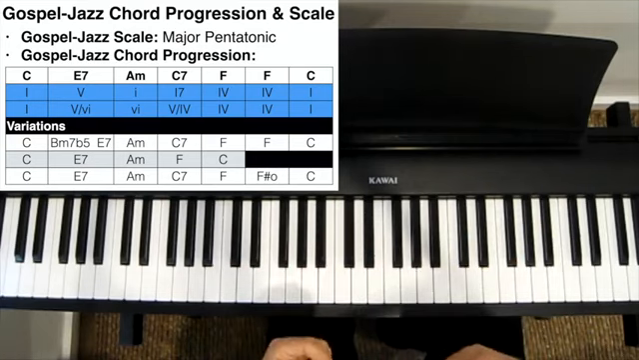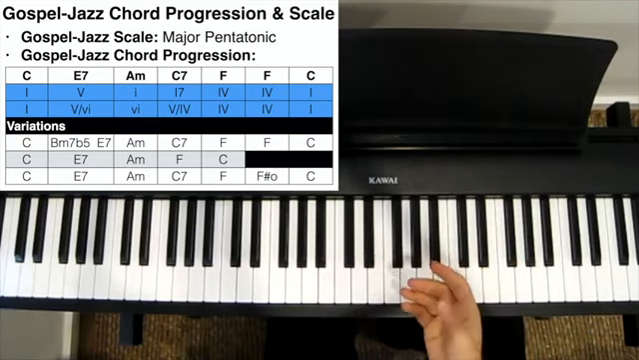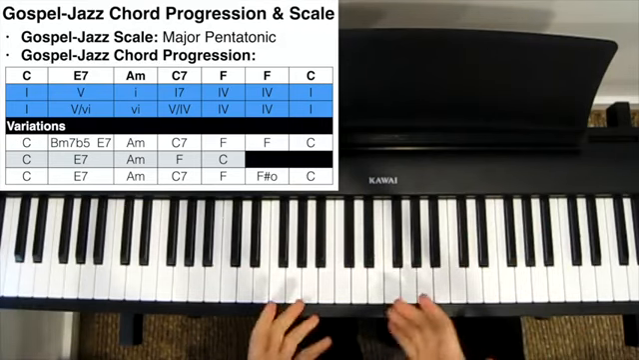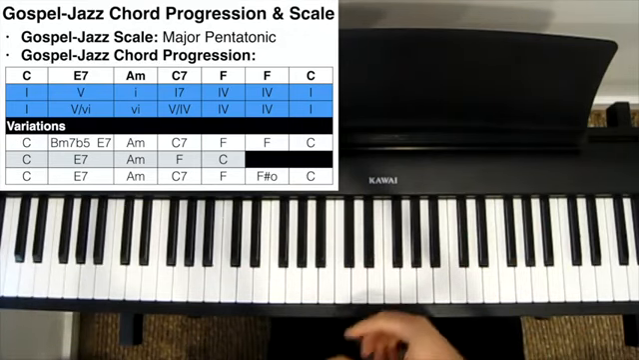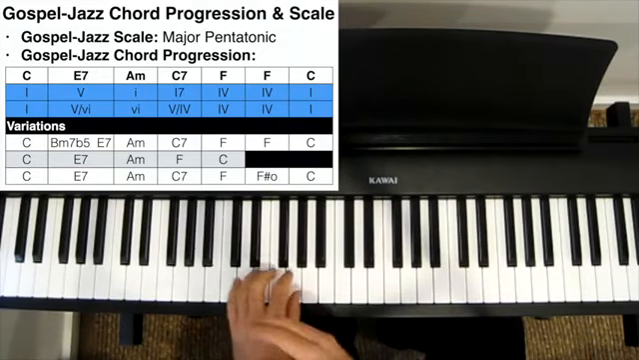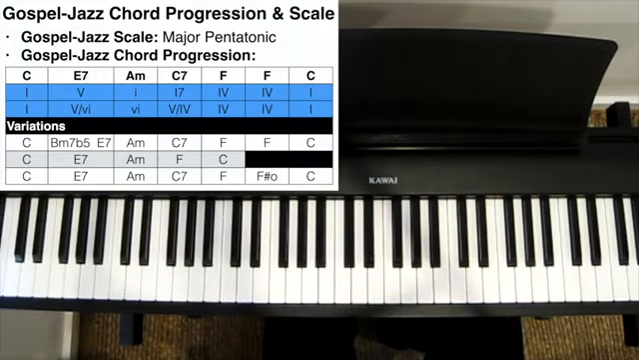And in terms of the scale, you'll often find that these gospel-y, soulful jazz songs often just use the major pentatonic scale, so the C major pentatonic over this chord progression in C. And occasionally you will find a song that just uses the plain major scale.